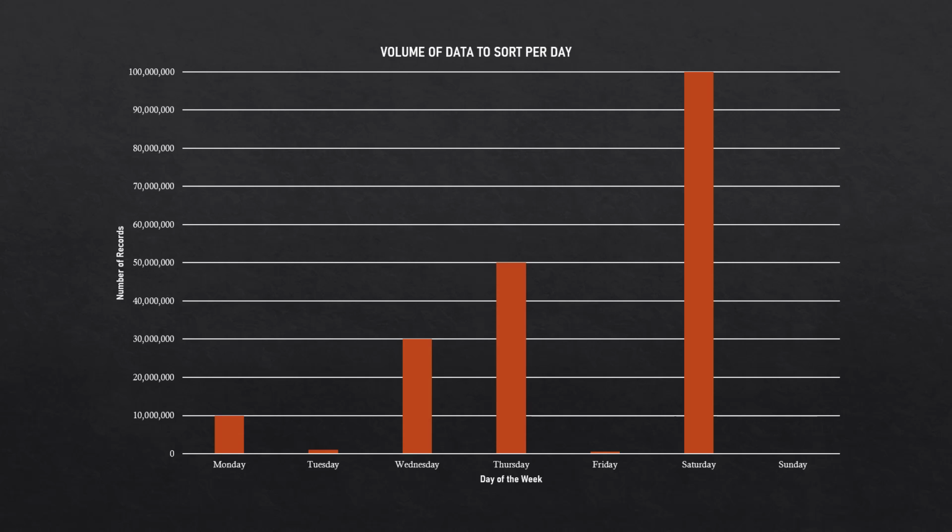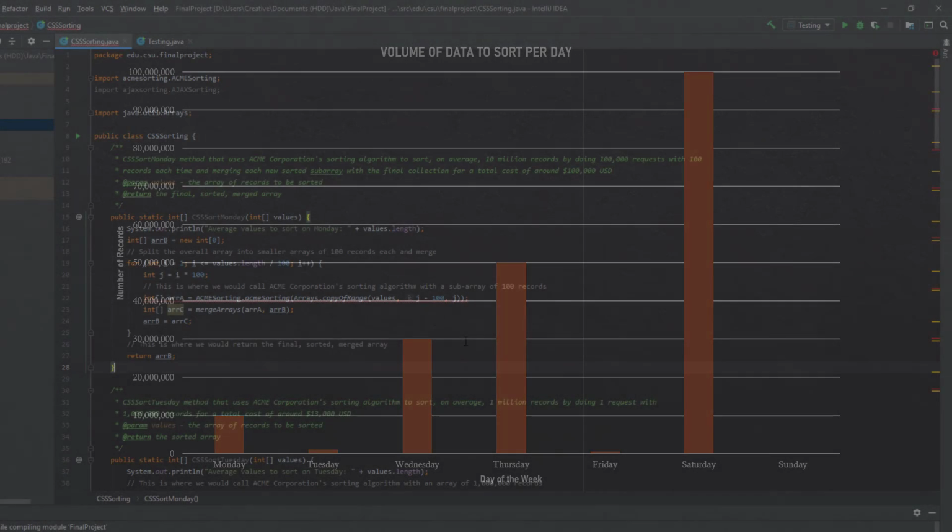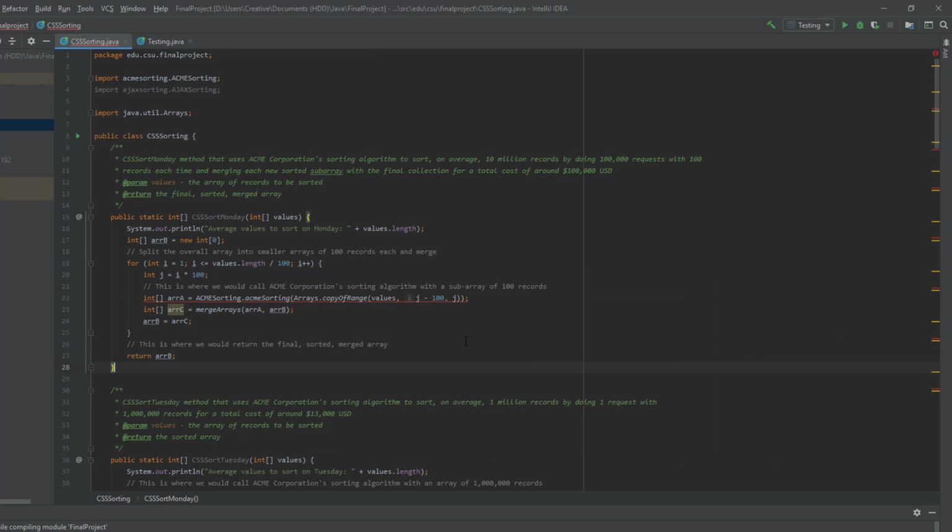For Monday, therefore, using Acme Corporation's sorting algorithm to sort on average 10 million records, we would split these into 100,000 different requests, with 100 records each time, and then merging each new sorted subarray with the final collection for a total cost of around $100,000 US. The estimated running time of the algorithm is big O of n squared, while the estimated running time of the merging operations is around big O of n, where n is the combined size of all arrays.